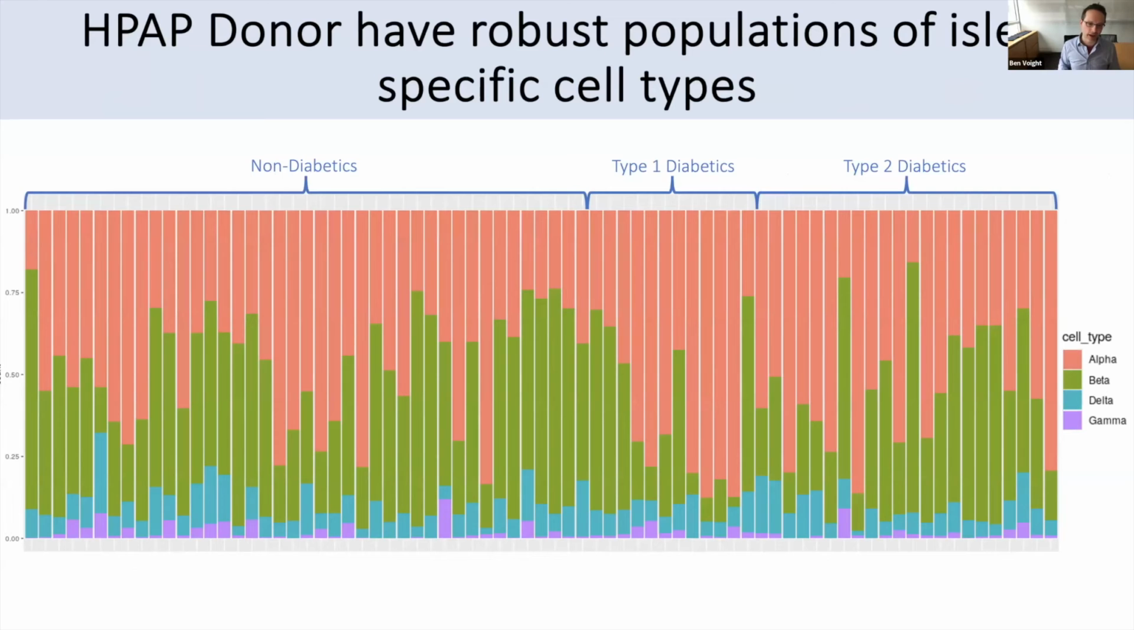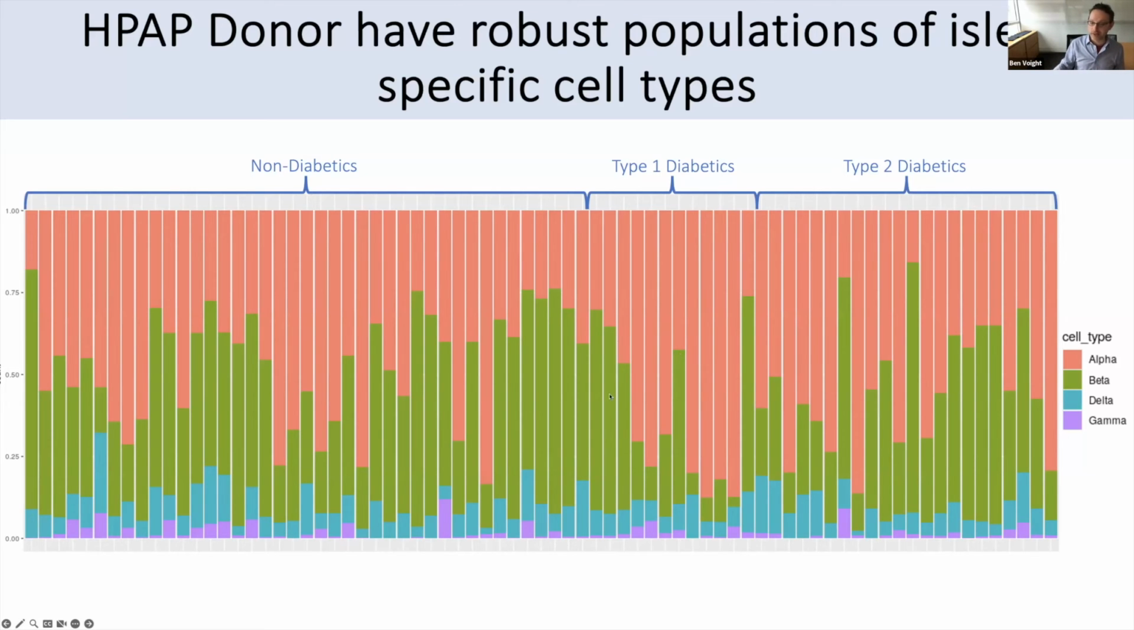Just one other sanity check for the data, just to give you a sense of what the data looks like. Here's a representation for alpha, beta, delta, and gamma cells, their proportions. Each column here is an individual, and I've grouped them, labeled them by type 1, type 2, or non-diabetics. So what you can see here, at least in the type 1 diabetics, not unexpectedly or surprisingly, is that the proportion of beta cell populations present in many of the samples is much smaller. And I suspect those are the older populations of type 1s who basically have low or maybe no beta cells in their system.